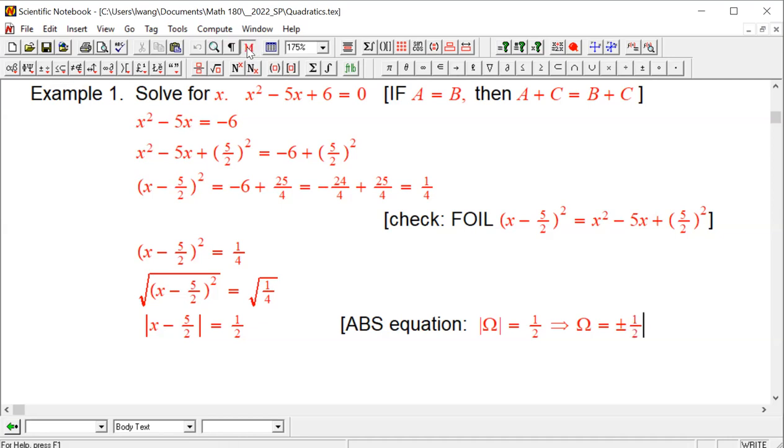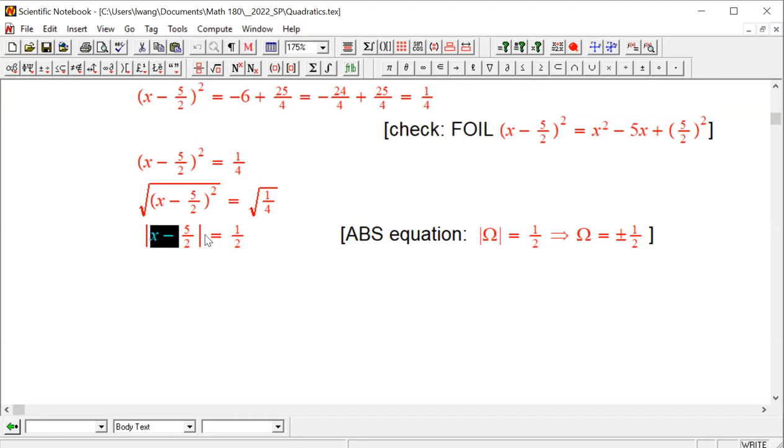This is what we did in absolute value equations. If you need to watch that, please go for it. It's all available. So you treat this as omega. Absolute value of omega is half, so omega can be either positive half or negative half. So you get to the next step, which is x minus 5 halves equals negative half or positive half.